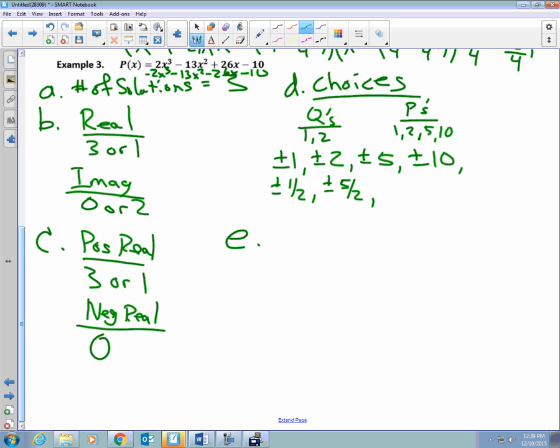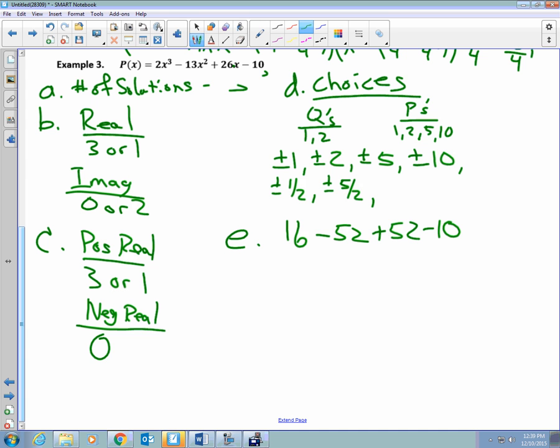2 to the third, 8. Minus 2 squared is 4 times negative 13 would be negative 52. 2 times, oh, whoops, 16. Thank you. So 16 minus 52, and then plus 52, and minus 10. Does that give me 0?